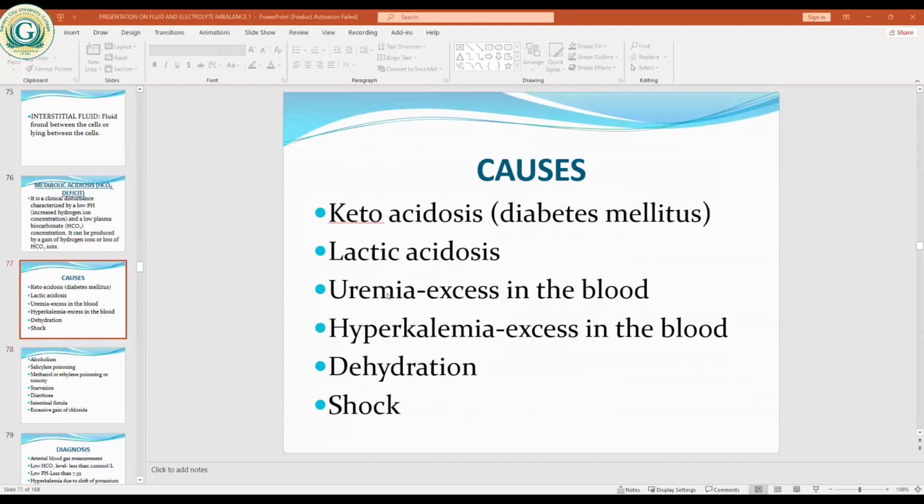Let's look at the causes. One of the causes of this condition is ketoacidosis in diabetes mellitus. You could remember in diabetes mellitus a condition called diabetic ketoacidosis, DKA. Have you heard about it before? Yes, sir. Very good. How does it happen? In DKA, the organ responsible for producing insulin is the pancreas.